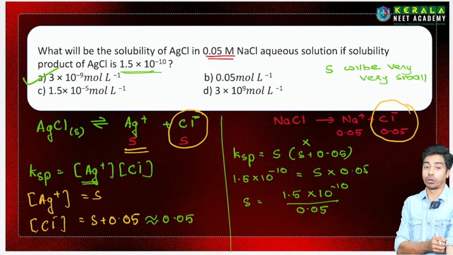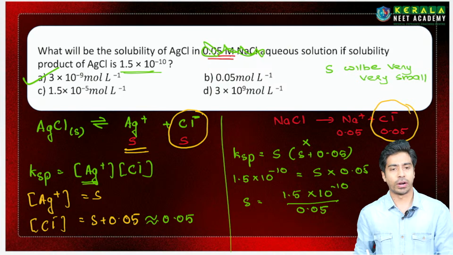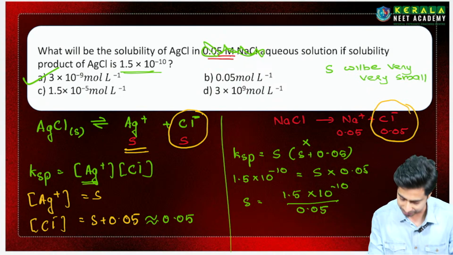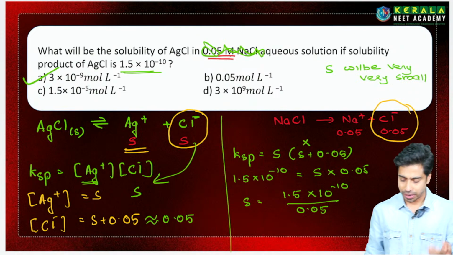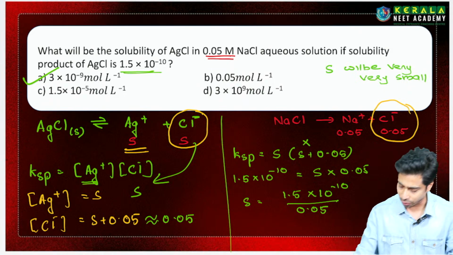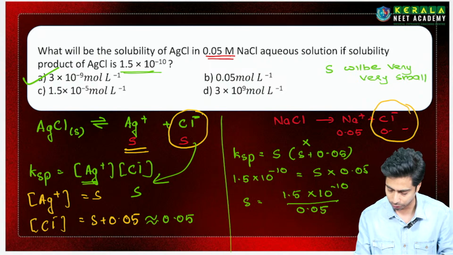So here we have to note: if 0.05 NaCl is not given, then Ksp is equal to S into S, so you take only S. If it is given, like in some other solute or some other solvent, then you have to consider that value also. The total value must be considered. Okay, ready?